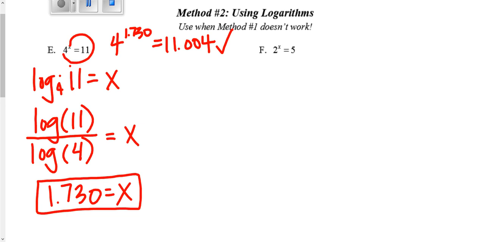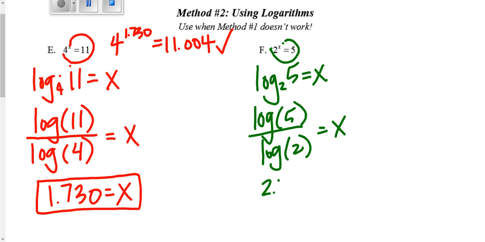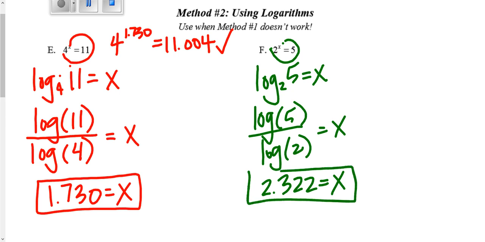So same idea here on F, just different numbers. So we're going to loop and scoop. Log base 2 of 5 equals x. And then to type this into our calculator, we do log of the last number divided by log of the first number. So going to the calculator, I do log of 5, close the parentheses, divided by log of 2. And I get 2.322 if I round. And again, if you wanted to plug that in to check your work, you totally could.